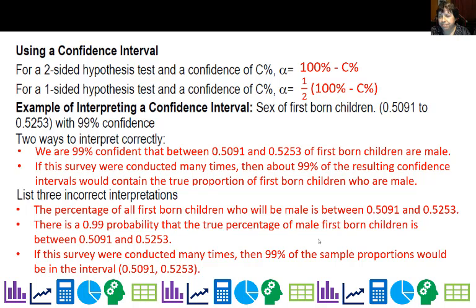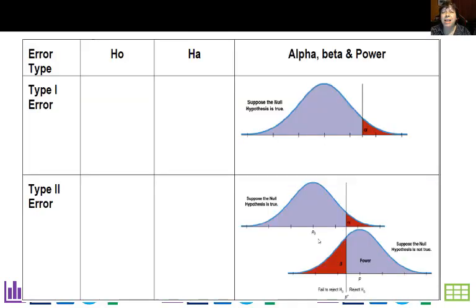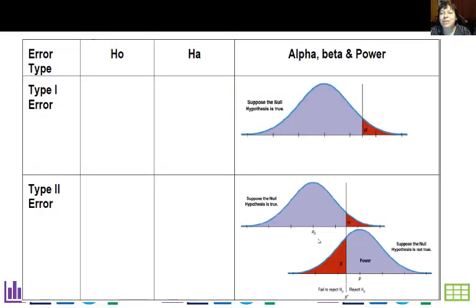All right? So let's go ahead and revisit alpha, beta, and now we're going to introduce something new called power. For me, the easiest way to keep type 1 and type 2 straight is: type 1 happens when H0 is really true.